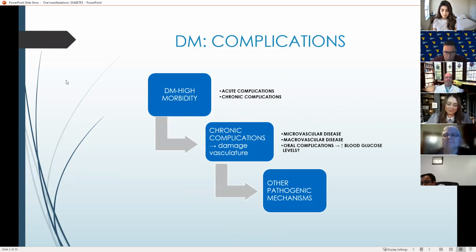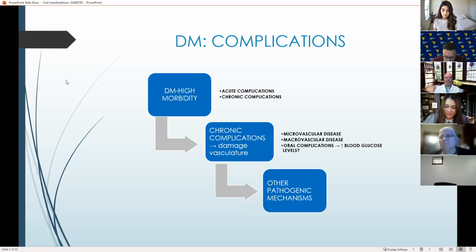So, as we all know, diabetes is associated with a high morbidity due to a broad range of complications that can be divided into acute and chronic complications. Chronic complications are characterized by damage to the vasculature and are grouped into micro and macrovascular diseases. Since oral complications are most likely the result of long-term effects of diabetes, they can be considered as chronic complications.